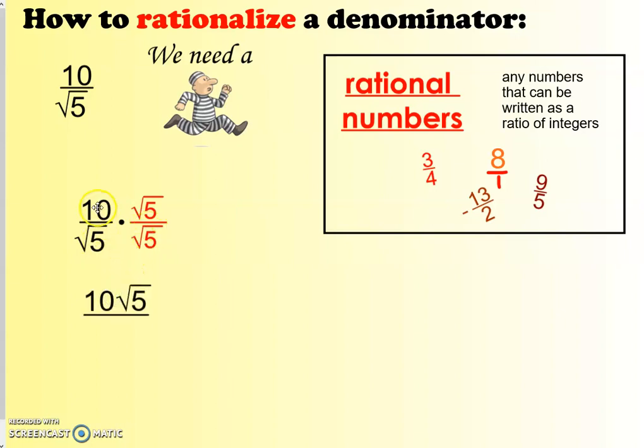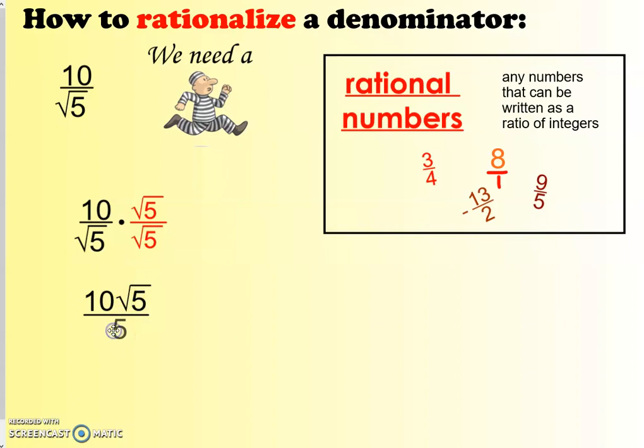So in the top, multiplying straight across, we have 10 times radical 5. Remember, numbers outside of jail don't mess around with numbers inside of jail. And in the bottom, the square root of 5 times the square root of 5, well, that's a jailbreak.